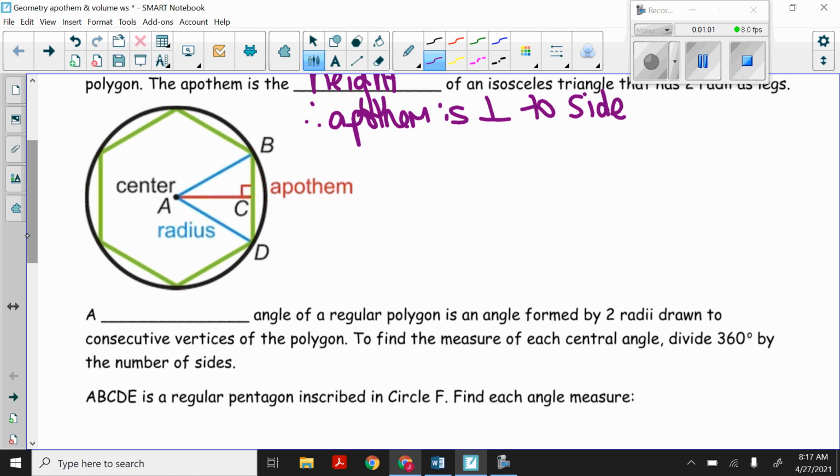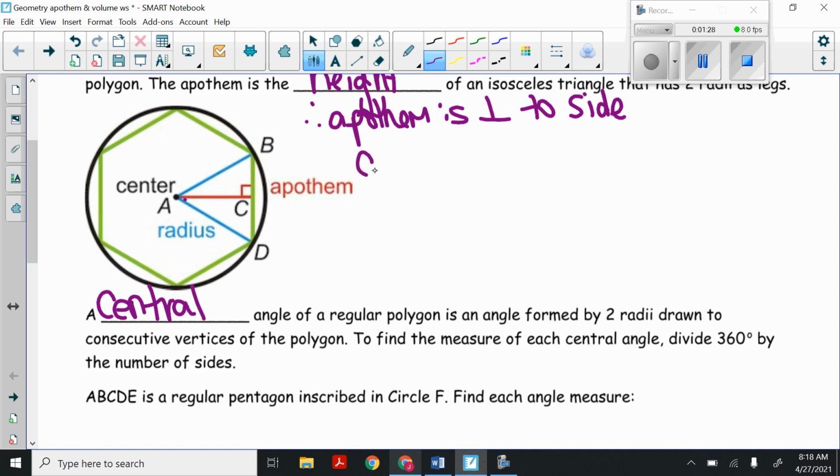So here we have this picture. We have our center, our radius. This is the apothem down, so AC. A central angle, again, all of this is going to be review for us. Remember, a central angle of a regular polygon is an angle formed by two radii drawn to consecutive vertices of the polygon. To find the measure of each central angle, recall that we just divide 360 by the number of sides.